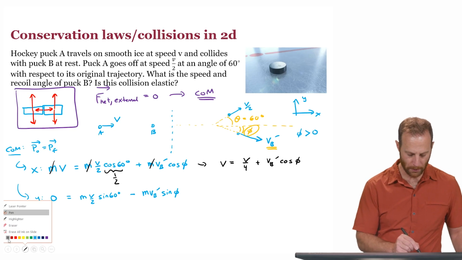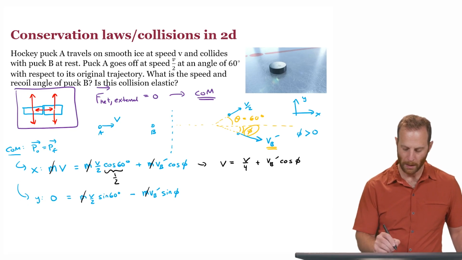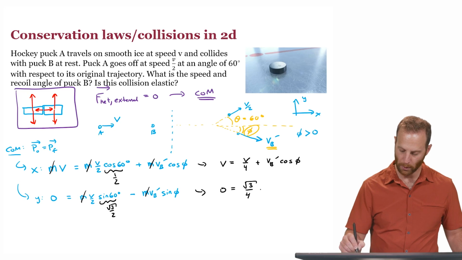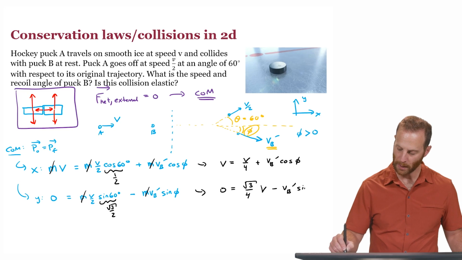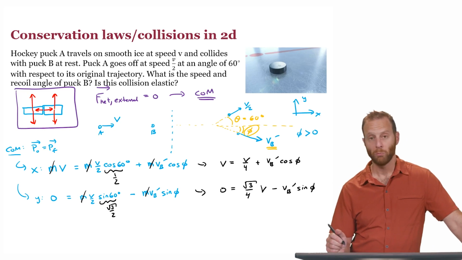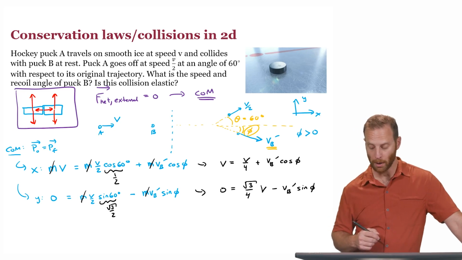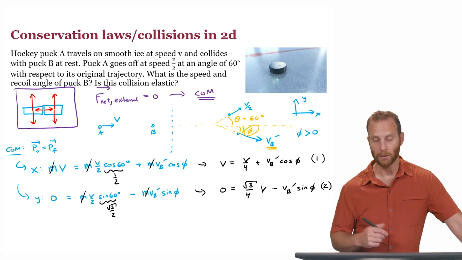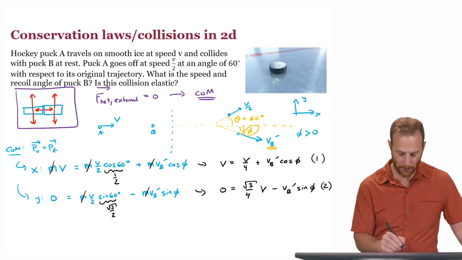Once again, the mass appears in all of these terms. Sine of 60 degrees is the square root of 3 over 2, and so we learn that 0 is equal to square root of 3 over 4 times v minus vb prime times the sine of phi. Now, we have a number of options here. If the first thing we want to do is solve for vb prime, then maybe we should take equation 1 and equation 2 and solve for vb prime. Let's see what happens when we do that.